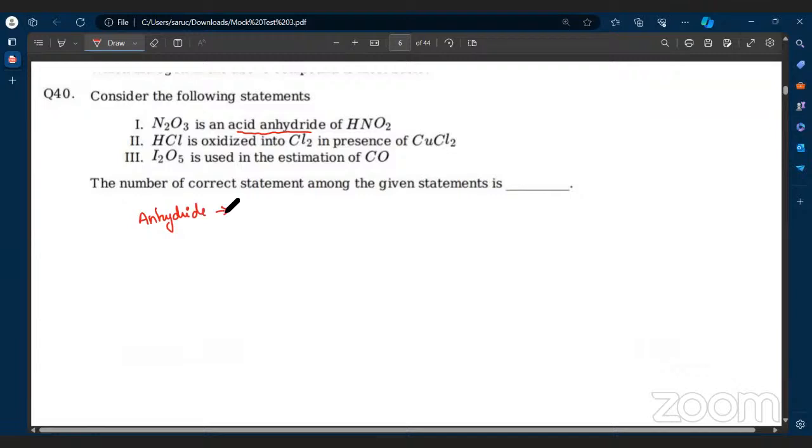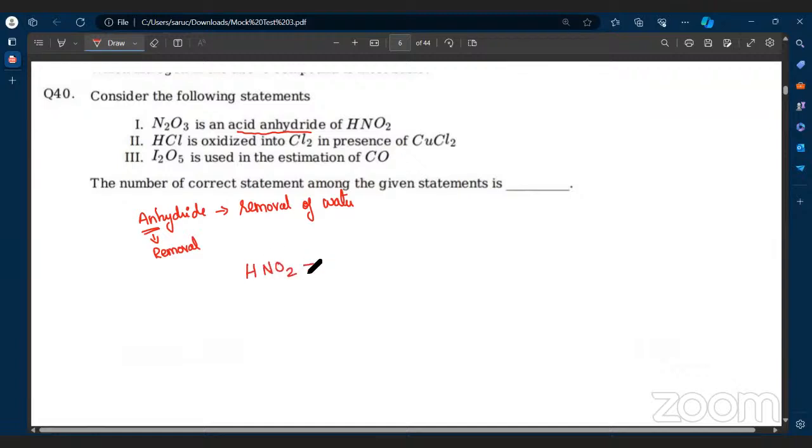The compound, the resultant, is what you obtain by removing water. So removal of water. Hydrate is water and it represents removal. So removal of water. Okay, it is acid HNO2.